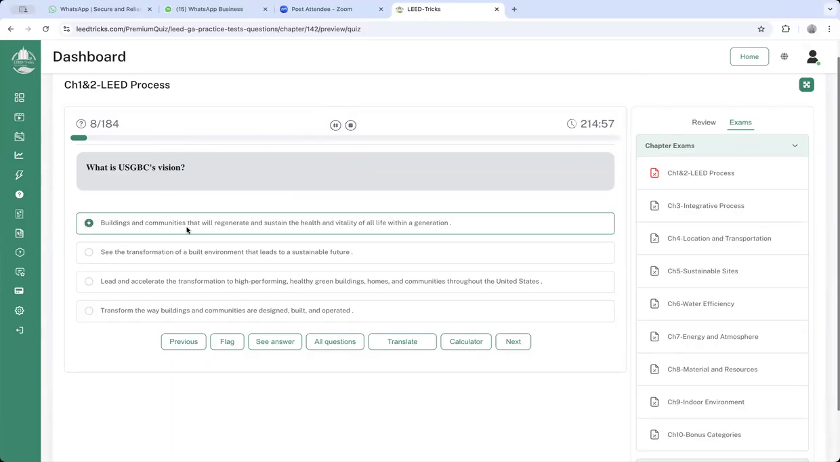It says buildings and communities will regenerate and sustain the health and the vitality of all life within a generation. A generation is really 20 years or more. Within a generation, the idea of buildings changed. The way we build changed. Sustainability became dominant. LEED became dominating the market. Materials, ways of construction. Buildings should have certifications now, in every way, even here in the Middle East. It's very common in the Middle East. So the word is regenerate.